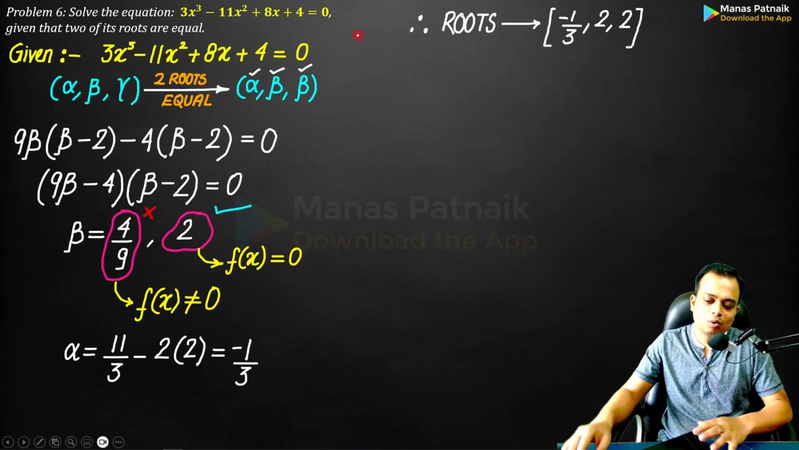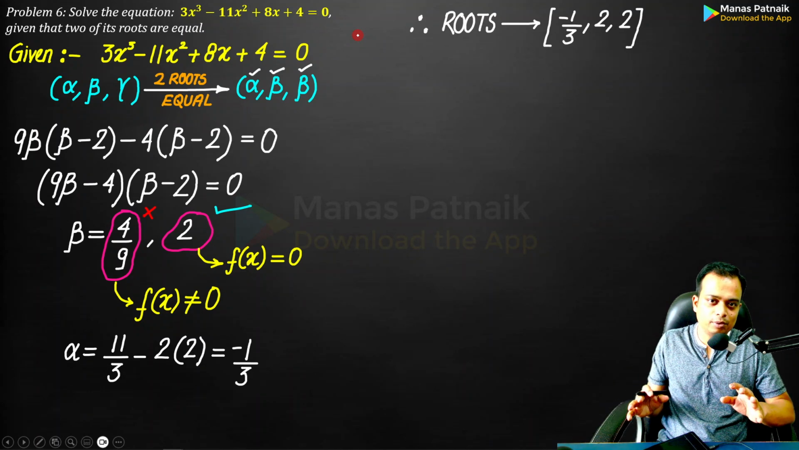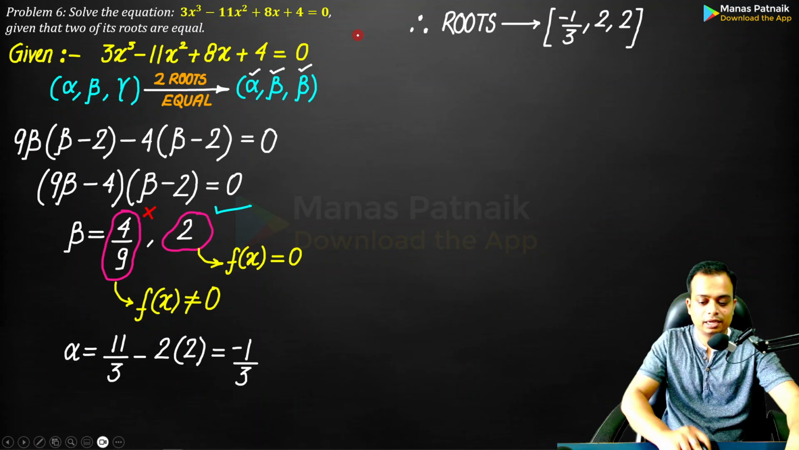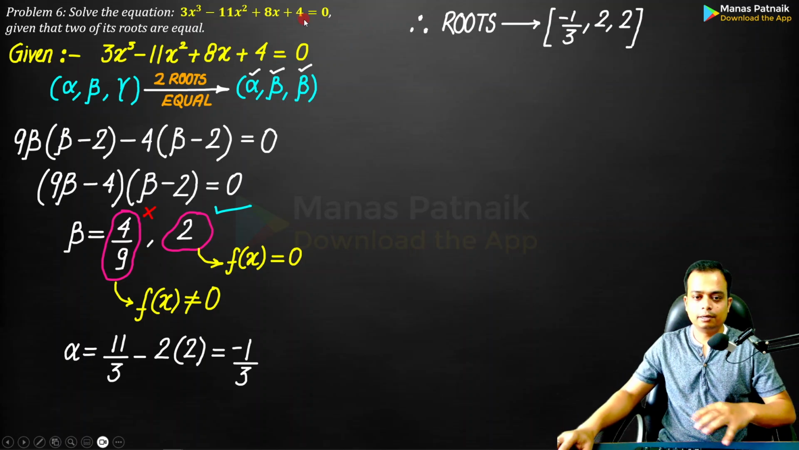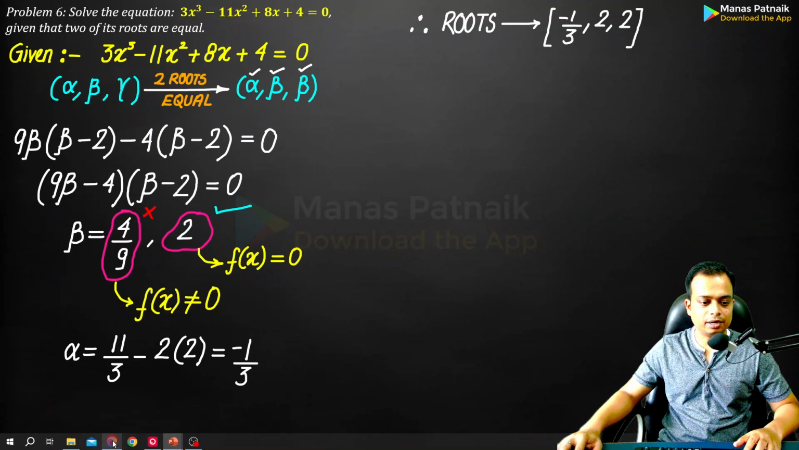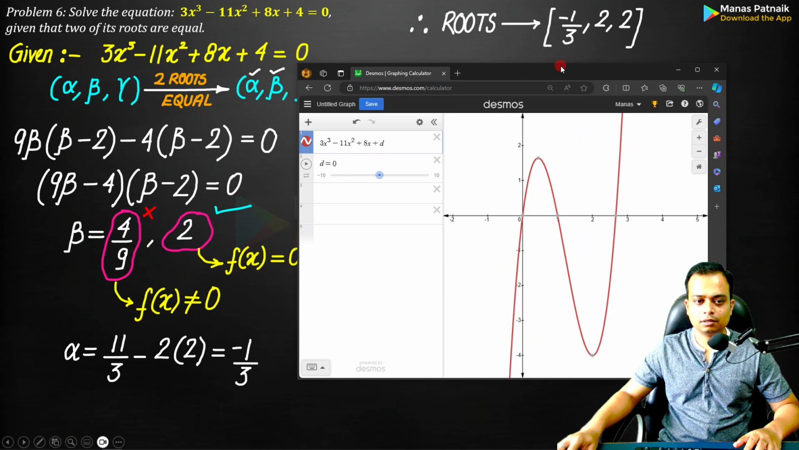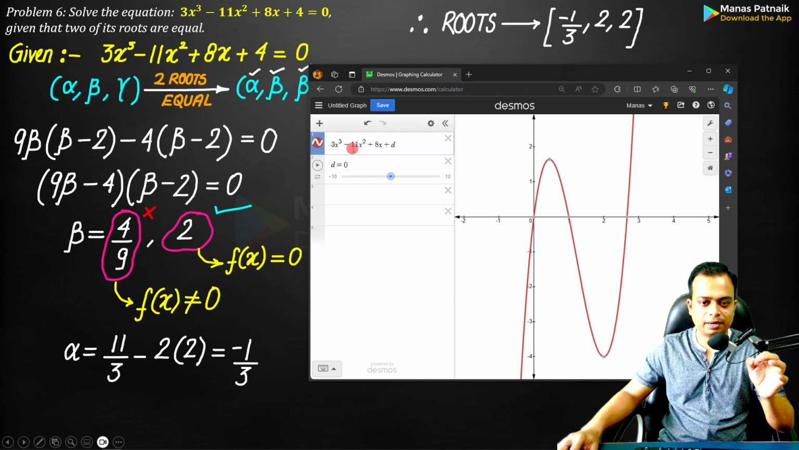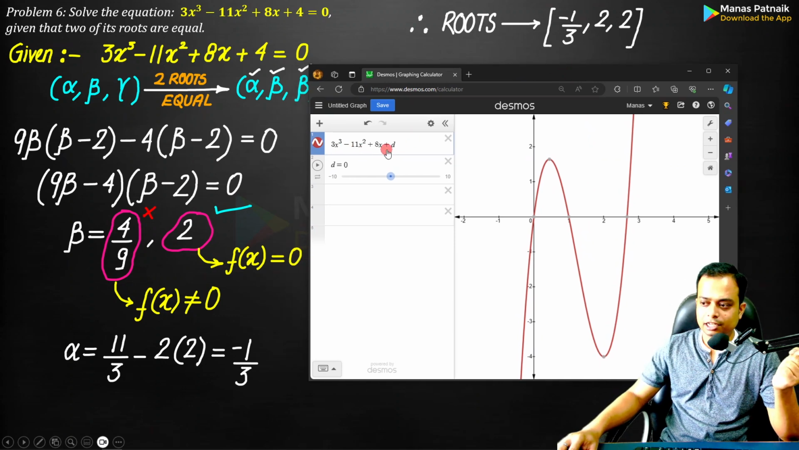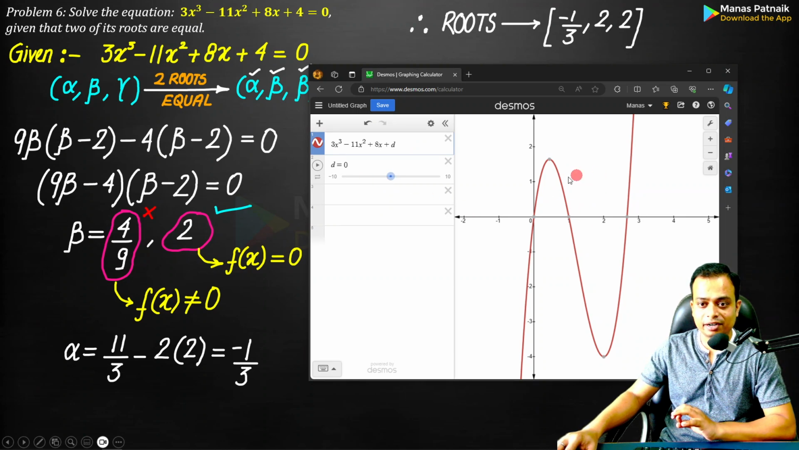But sir, how could two roots be equal? Can you observe them graphically? You surely can. Let me show that to you. And let me get the calculator out. Here it is. Okay, that's the equation. 3x cube minus 11x square plus 8x plus d. Why have I placed a d? So that I can vary its value. And this basically allows us to see how these changes take effect in the graph.